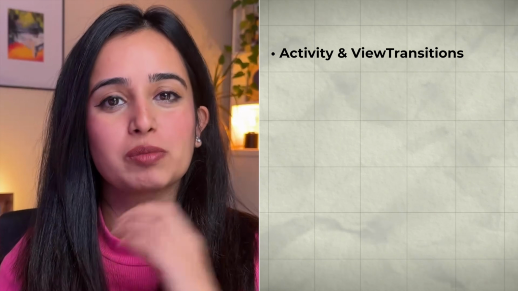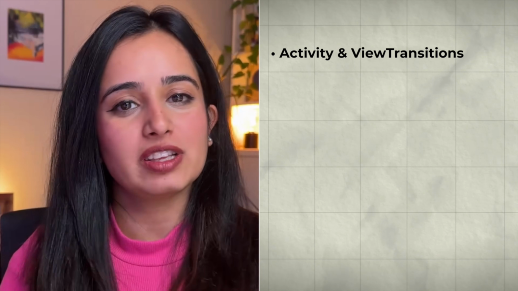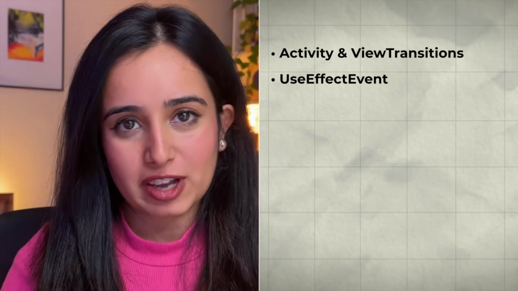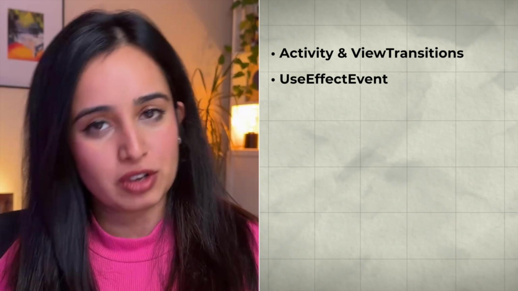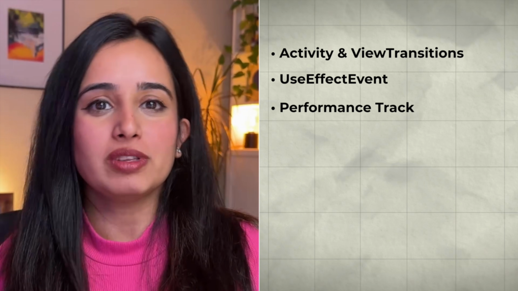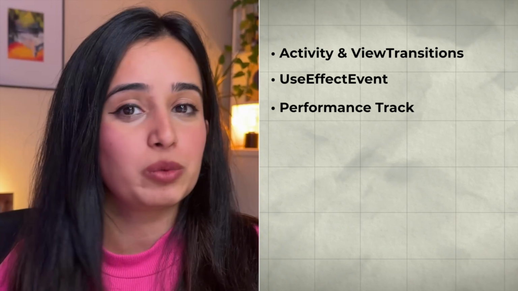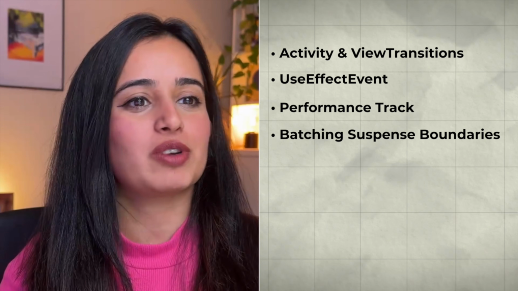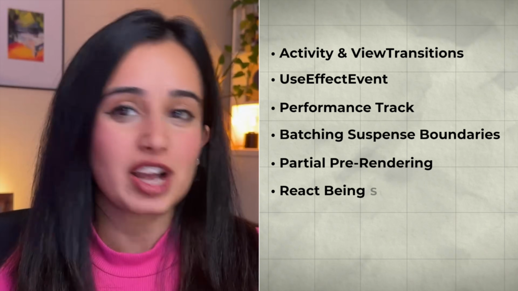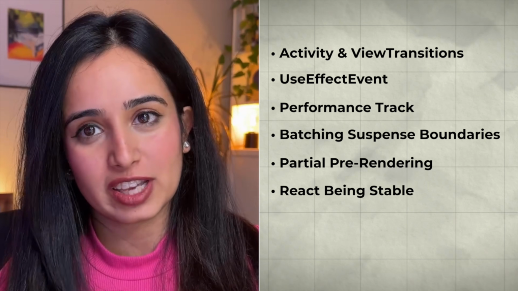All right, that was React 19.2. We covered a lot. We covered Activity and View Transitions for smoother animations and saving the state of your app. useEffectEvent for cleaner effects, especially for non-reactive dependencies. Performance tracks for easily debugging your apps and knowing how much time a component spends in which phase. Batching Suspense boundaries for better SSR, partial pre-rendering, React Compiler being stable, and a new version of ESLint React Hooks.